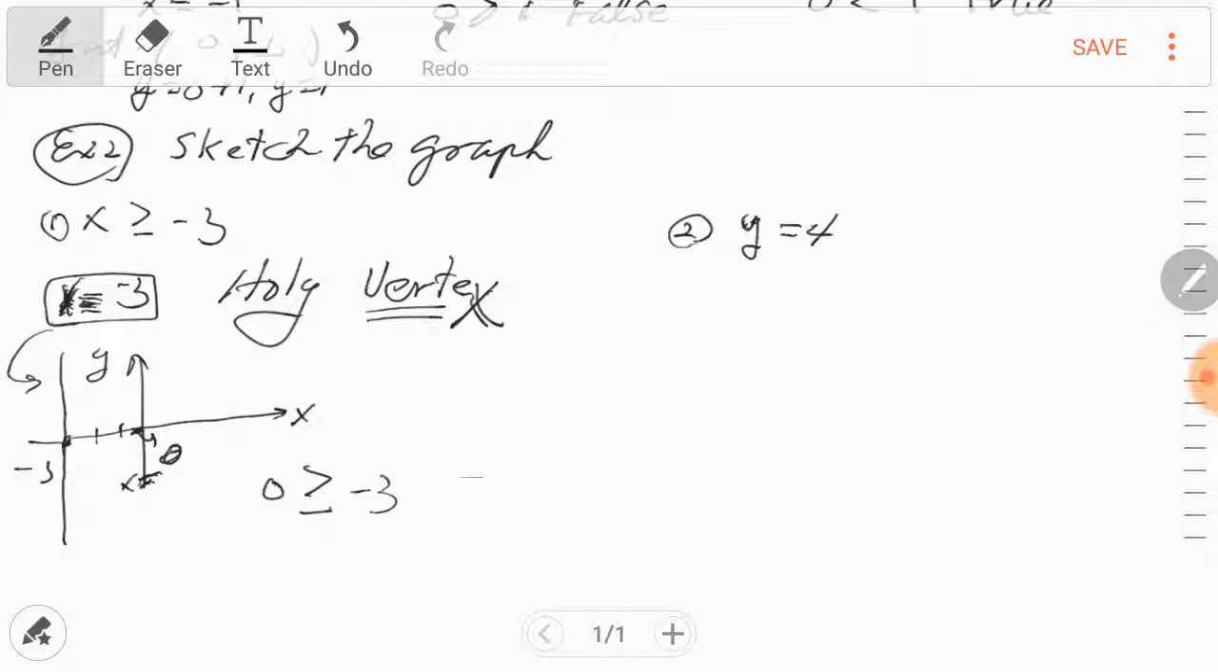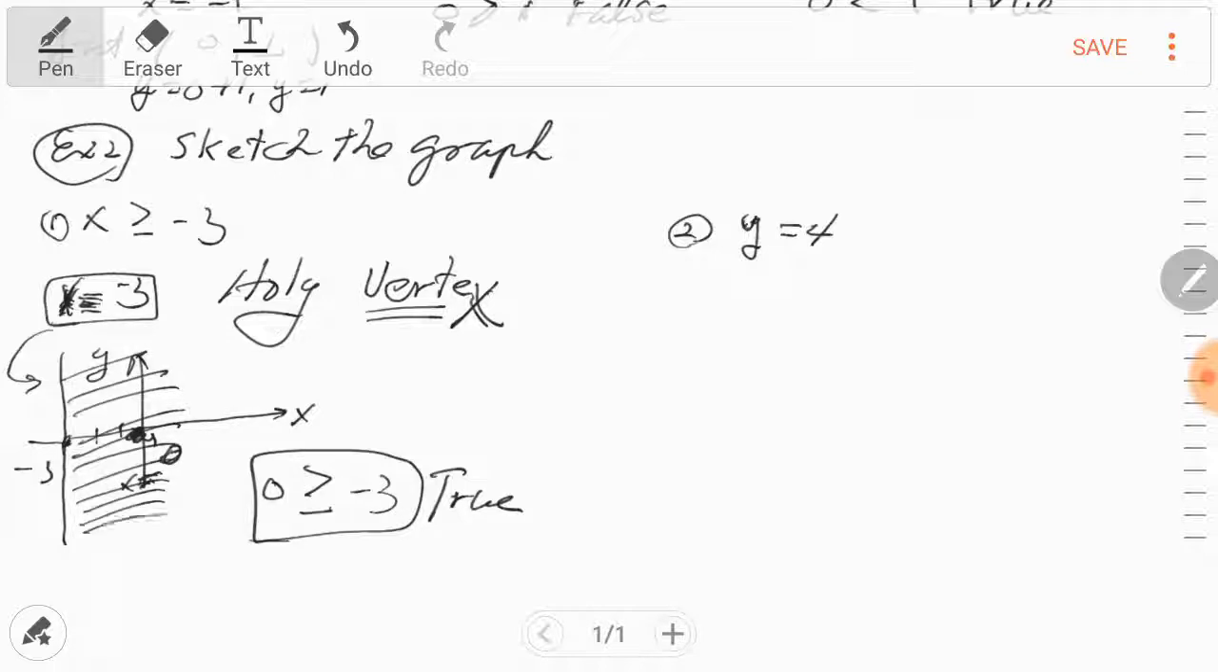Yes, this is true. So the point that makes the inequality true is in the solution. The area containing this point is the right side of the line. So this is the solution. Basically, x is greater than means right of this number.